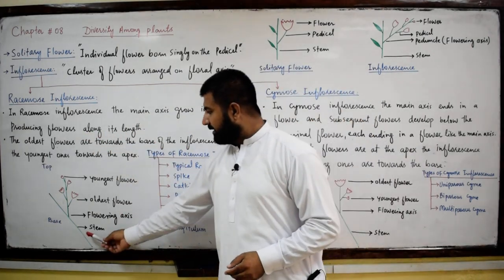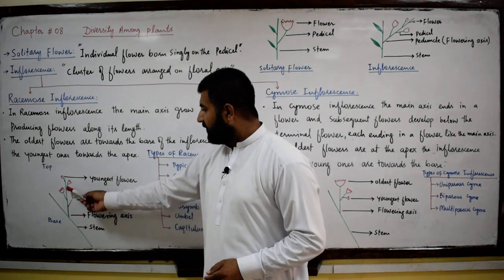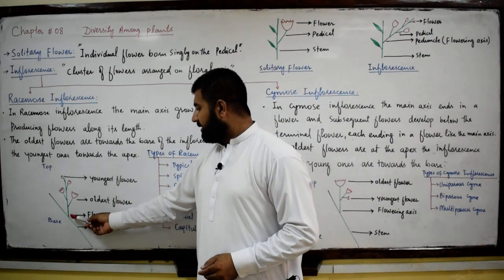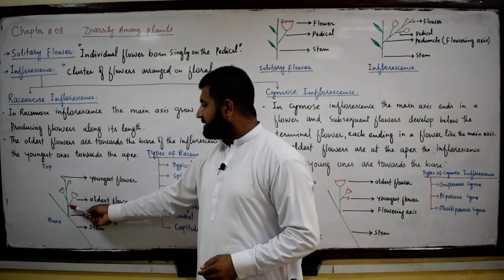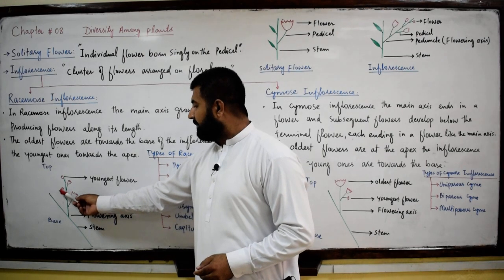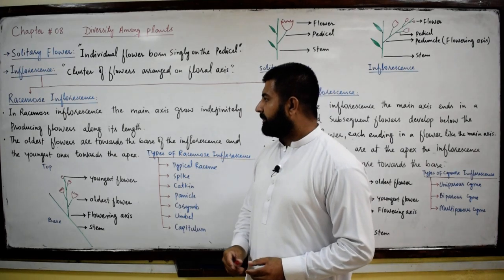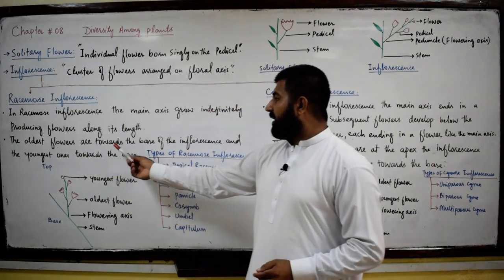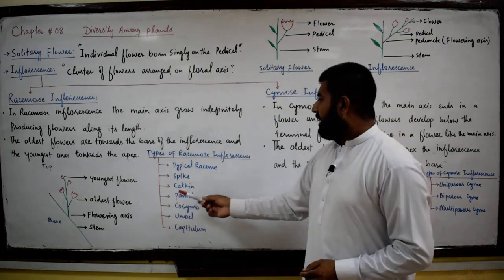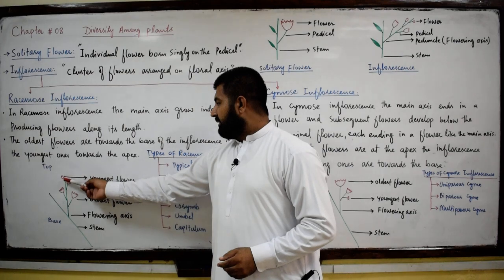You can see here in the diagram, this is the main stem and this is the flowering axis or peduncle. You can see here that the flowering axis continues to grow. The older flowers are present at the base while the younger ones are present at the tip. The oldest flowers are towards the base, as you can see in the diagram of the inflorescence, and the youngest ones are at the apex.